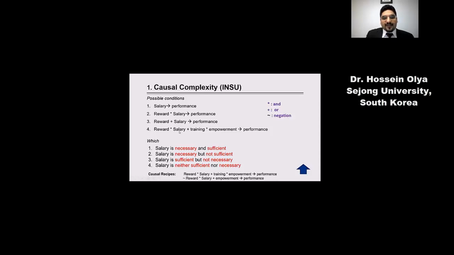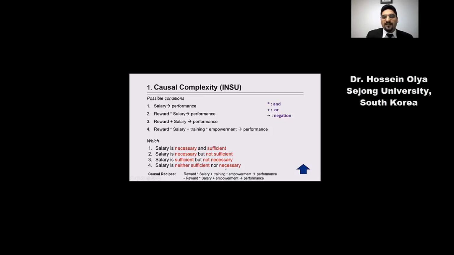Reward and salary, or training and empowerment, increase the performance. So you can see now the condition gets more complicated. We have more factors. We have "and" and "or". Now what is the role of the salary? Salary is neither sufficient nor necessary.